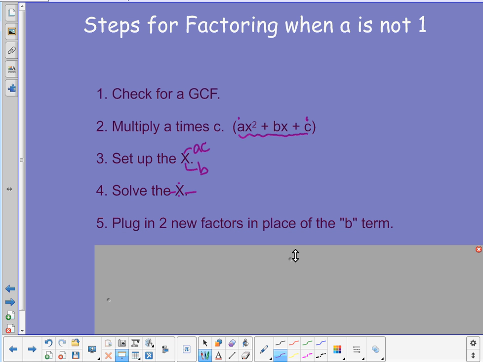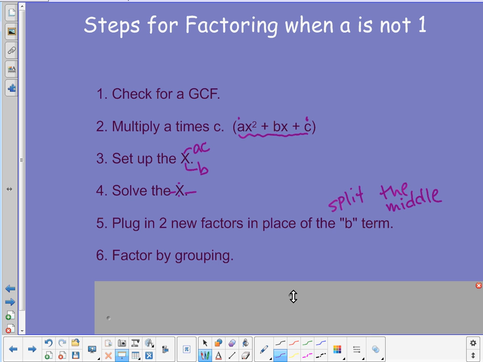Then I put those two factors in the b term. So basically I'm splitting b, splitting the middle. And then by doing that, I'll now have 4 terms, and then I factor by grouping. So those are kind of my steps there.